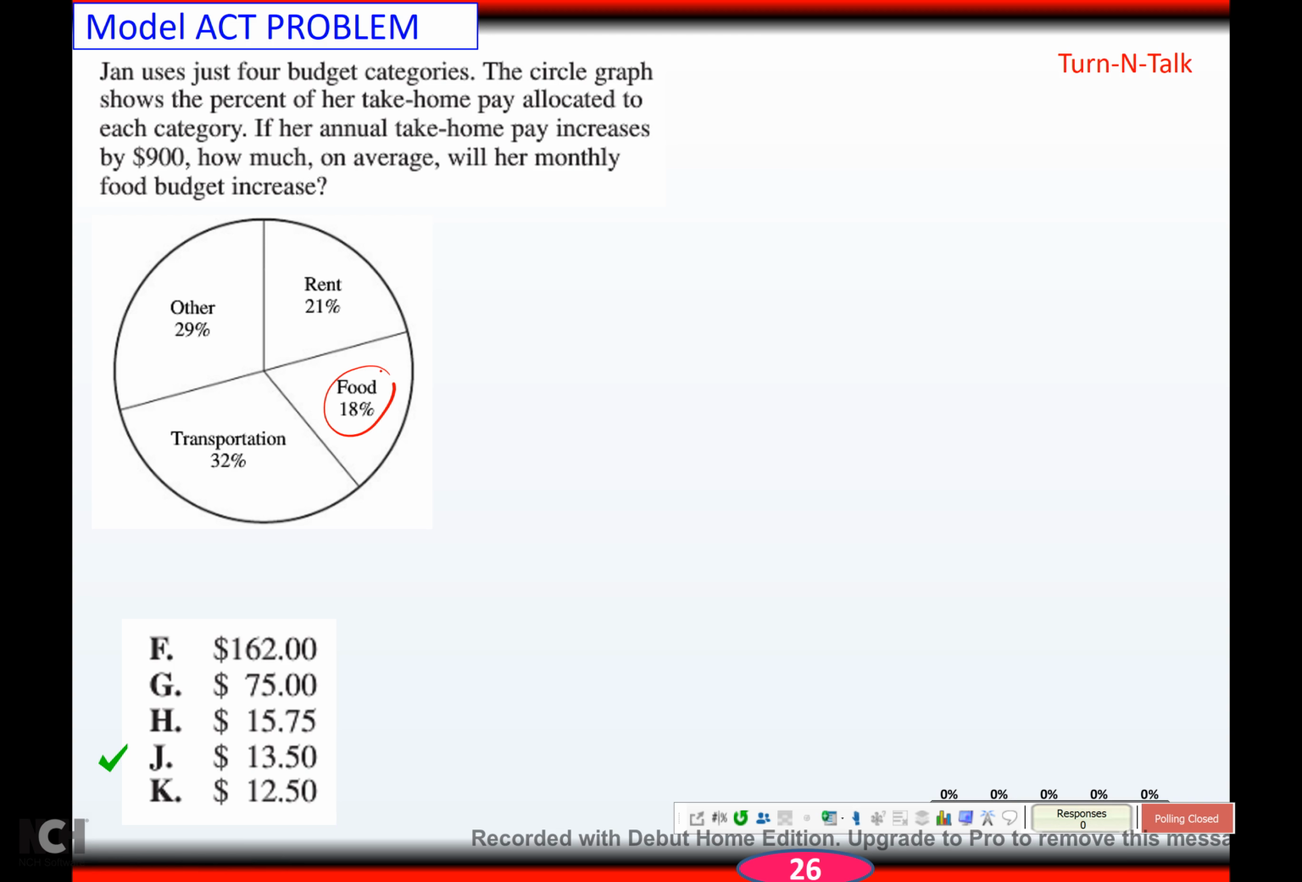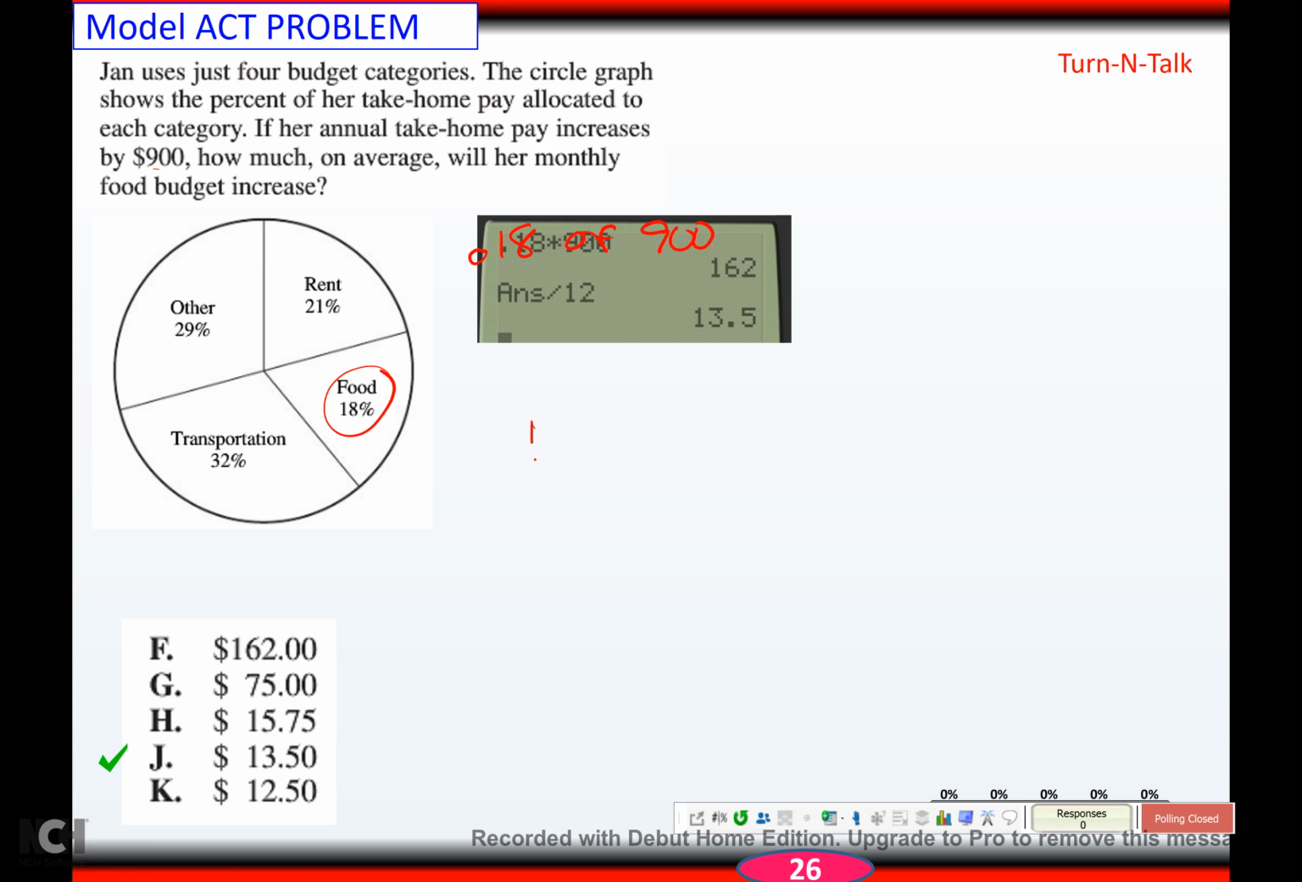Well, she spends 18% of her income on food. So if her pay increases $900, how much is this going to increase? So they want us to take 18% of 900. So I multiply that together and I get 162. But it says on average her monthly food budget. So that's what it's going to increase for the year, because it increased her annual. That was for a year. So to figure out on average per month, I need to divide that by 12, which gives me the $13.50.